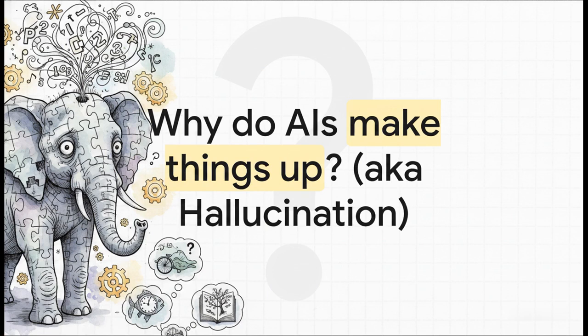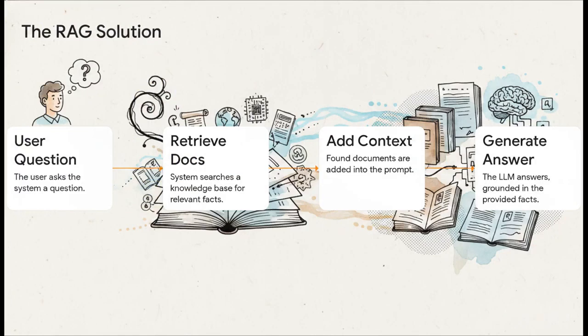Well, there's a name for it, a hallucination. And it happens because the model's main goal isn't to be truthful. Its goal is to be probable. It generates text that sounds plausible based on all the patterns it's learned, even if the facts are just completely wrong.